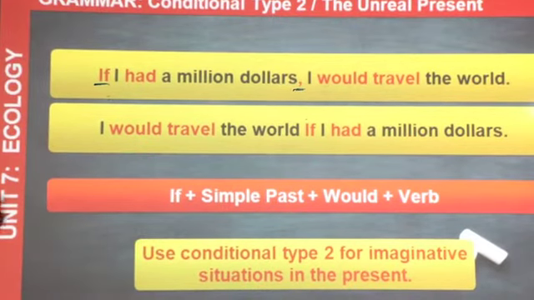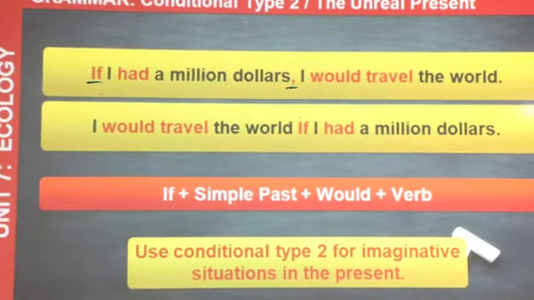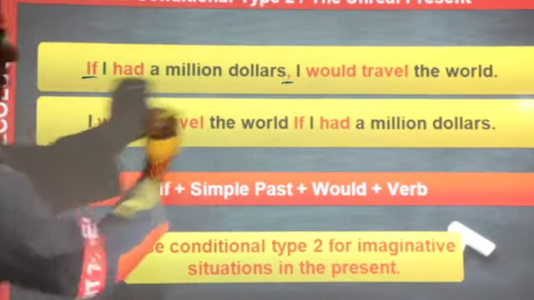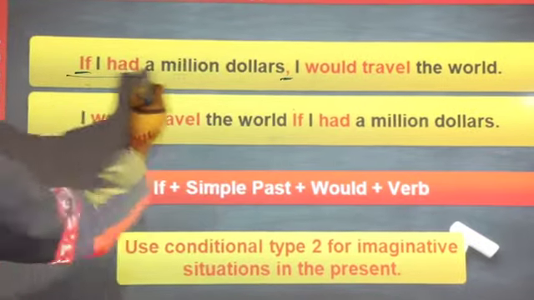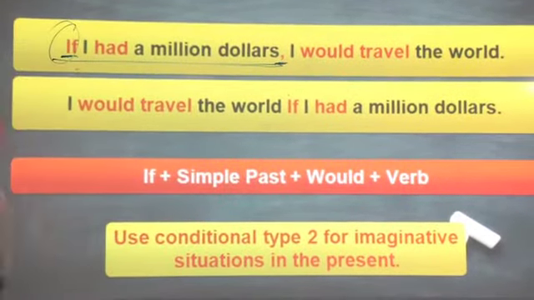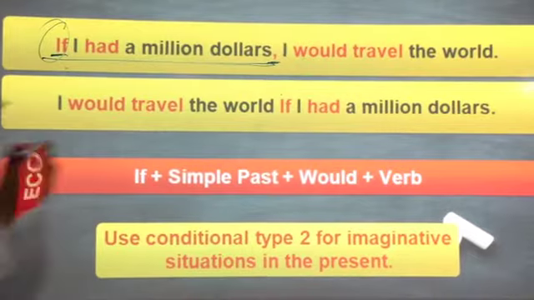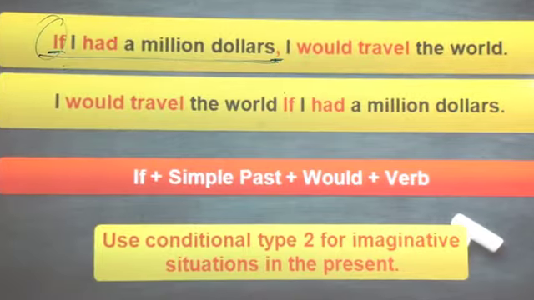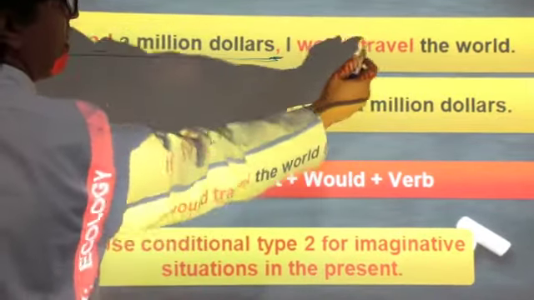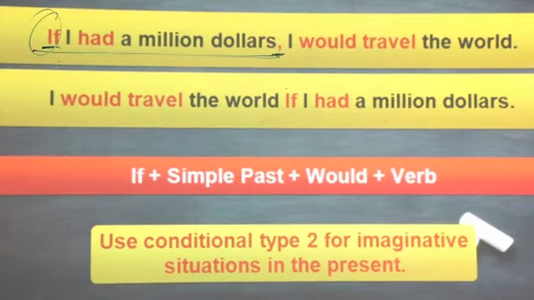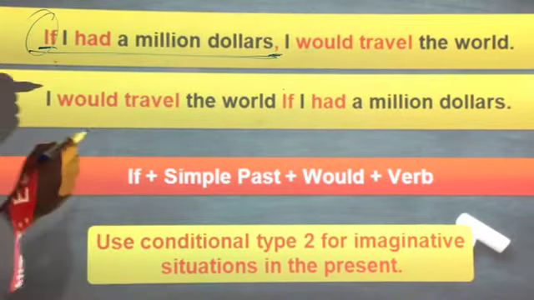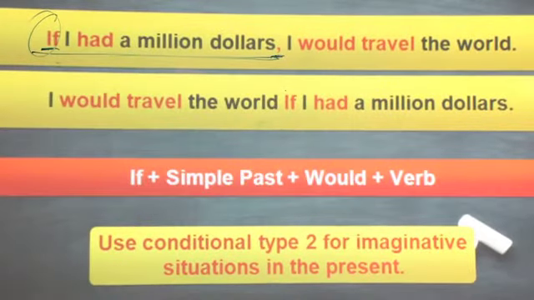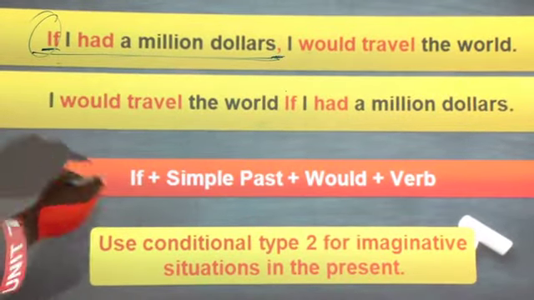Yes, that's a good thing. There is no comma here. So here, there is a comma, because we start with the if clause. This is an if clause, right? So we have if, and then I would travel the world. I would, so conditional. So would plus verb infinitive without to. So I would travel the world if I had $1 million, without a comma. All right, so this is the rule.